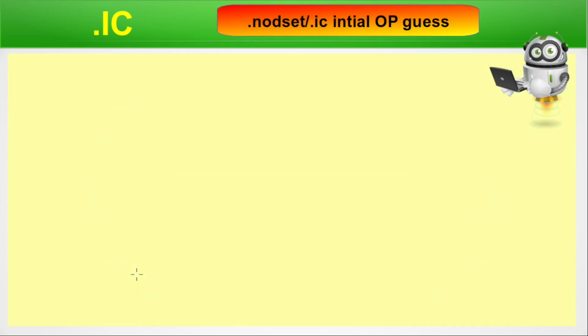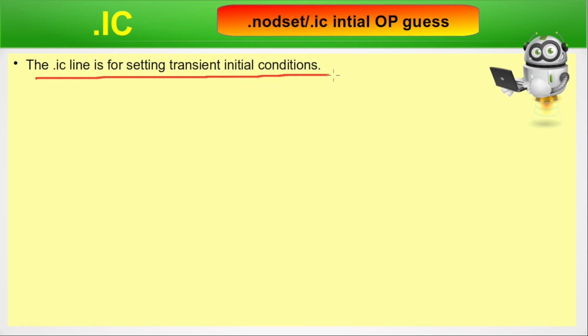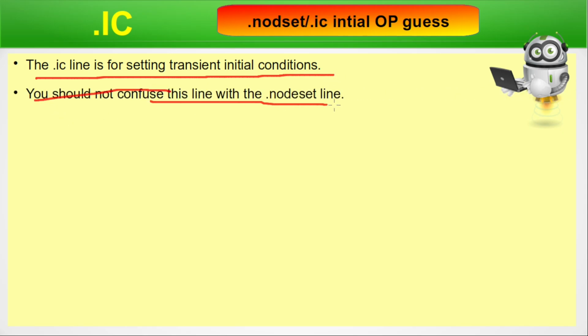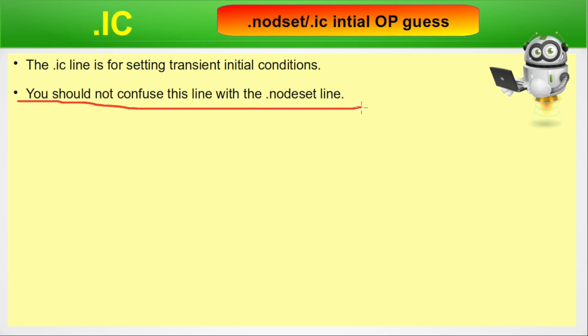We are talking about the IC, which has a very similar kind of role as the NODSET, but it has differences. Let us see the differences. Again, I am saying that this is for the NODSET or IC initial OP guess, that means the initial operating point guess. The first one is the .IC line is for setting transient initial conditions. Next, you should not confuse this line with the .NODSET line. Here is the line of caution. You should not confuse the line with the .NODSET line, and .IC is for the initial transient condition.